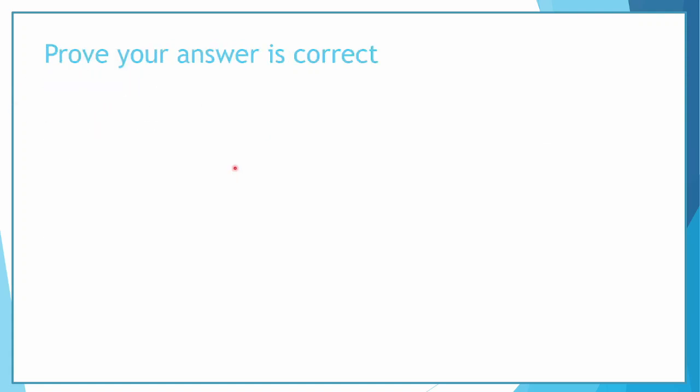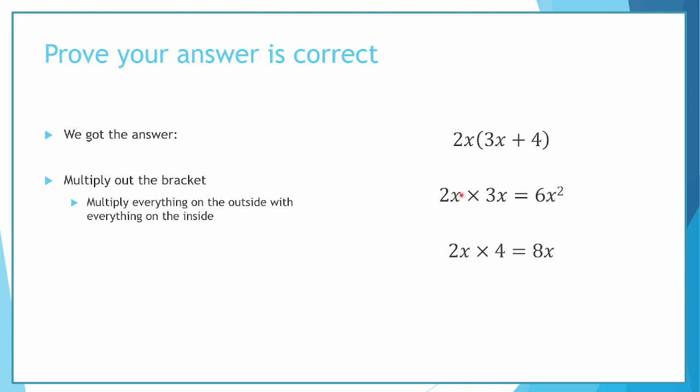And like we did previously, we can prove that our answer is correct by simply reversing the process. So we got the answer of 2x times 3x plus 4. So we're going to multiply out the bracket. So let's multiply everything on the inside with everything on the outside.